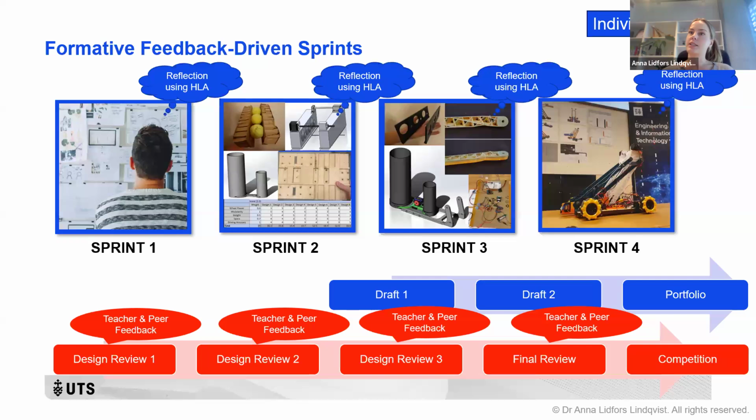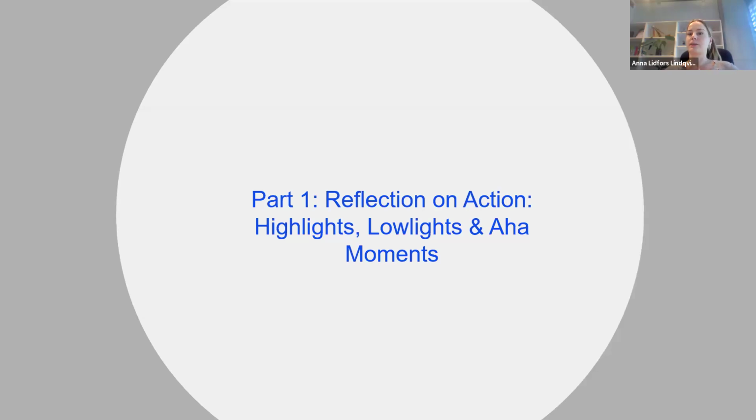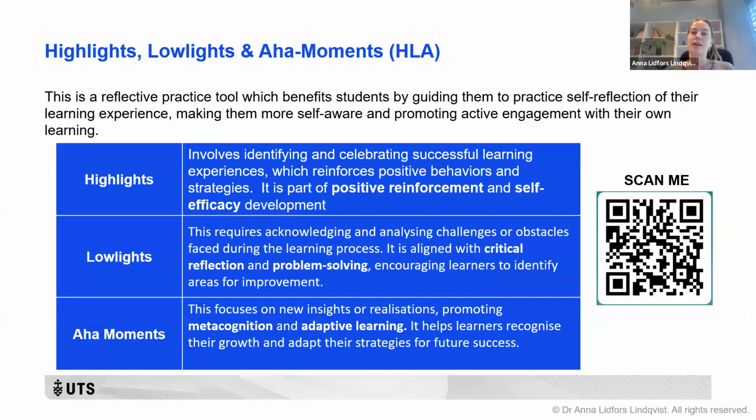Now, at the end of each sprint, or rather in the beginning of the next sprint, they have a reflective practice where they reflect on things that they really liked or struggled with, and when they had that aha moment, the realization. So that's something we do in class together with the students, and that's actually the first practice that we will be talking about. So highlights, lowlights, and aha moments.